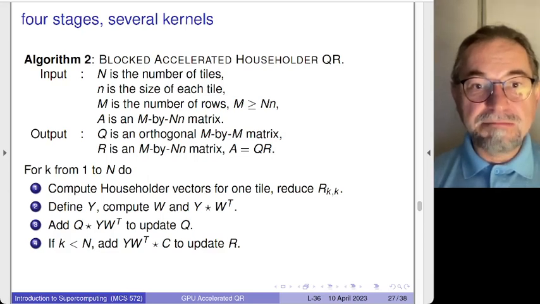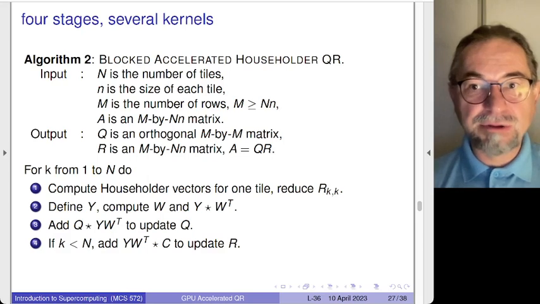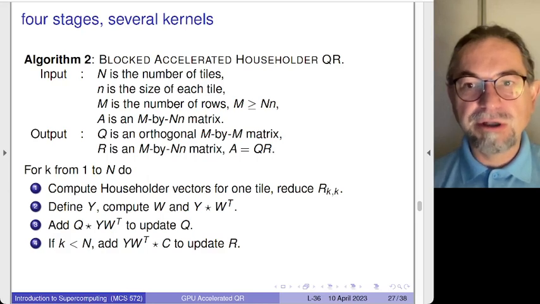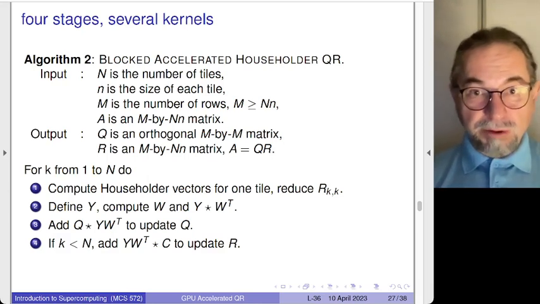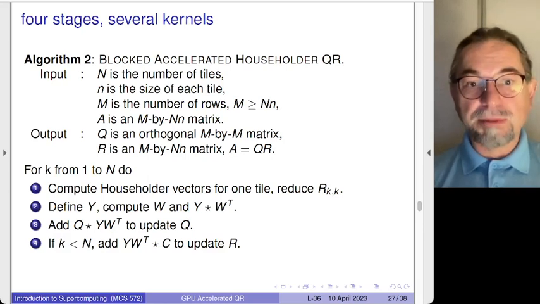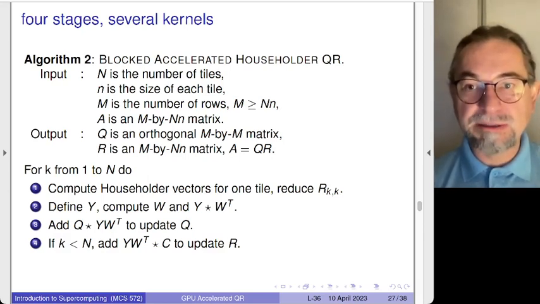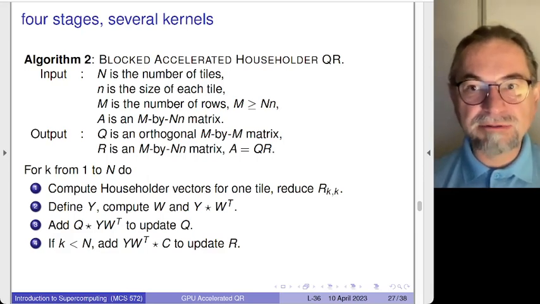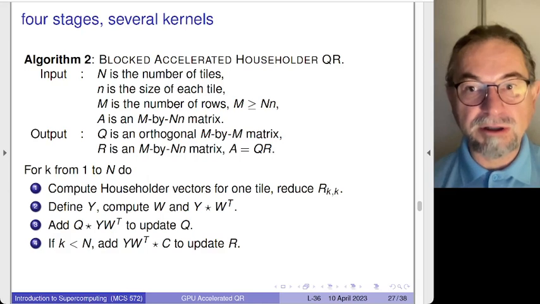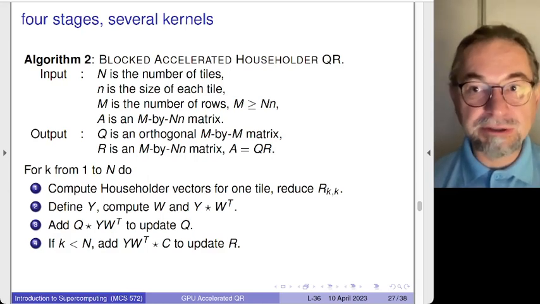So here are the main steps. So the algorithm runs over the number of tiles. So each time we compute the householder vectors, we do the reduction of one tile. We then arrive at what will become the bottleneck, the computation of W. So the Y is simply defined by the outcome of the first step. It will turn out that the W will be the bottleneck on all the GPUs that I have tried, and also this corresponds with what is reported in the literature.